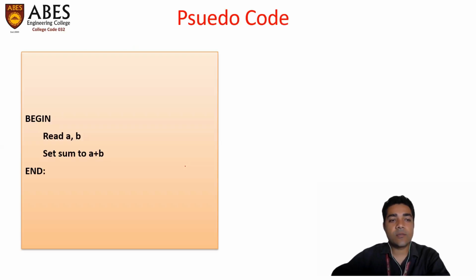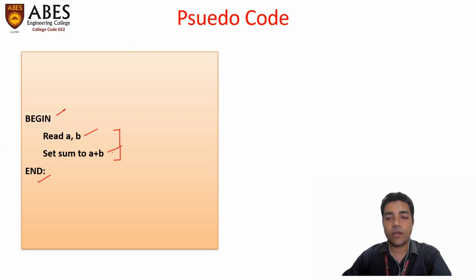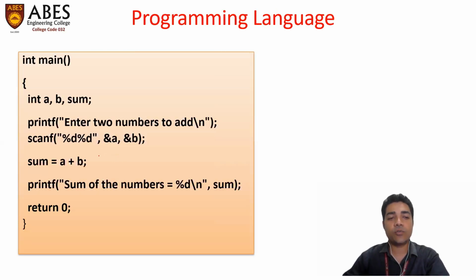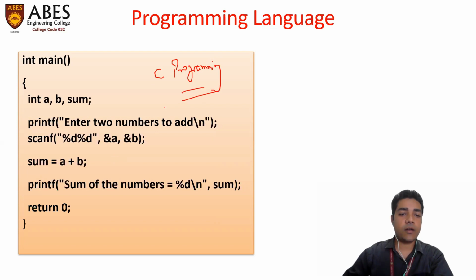The next way is we can write a pseudo code. The pseudo code is a very specific code. You can see there's a beginning and there's an end. Here we have written what we want to do: just read A and B and then add them into sum. So this is how we can use a pseudo code to write our algorithm. And lastly, we use a programming language. Here we have used the C programming language to write the final output. So this is also one way to write it.